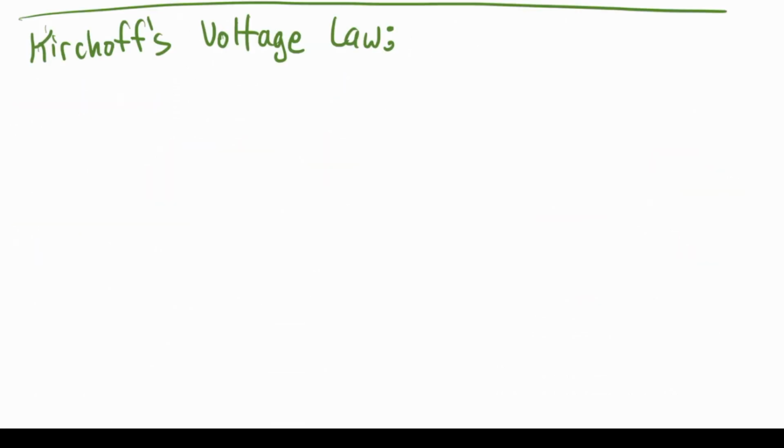Meanwhile, Kirchhoff's voltage law is telling us that in any closed loop network or circuit, the total voltage around the loop is equal to the sum of all the voltage drops within the same loop, which is also equal to 0. So in other words, the algebraic sum of all the voltages within the loop must equal 0.